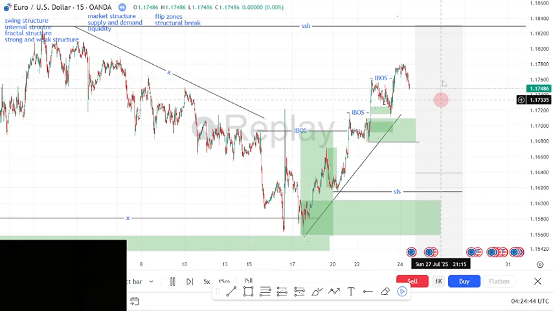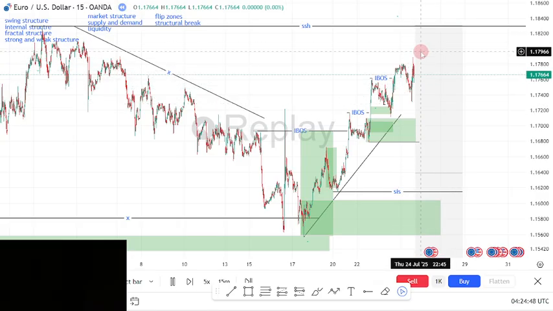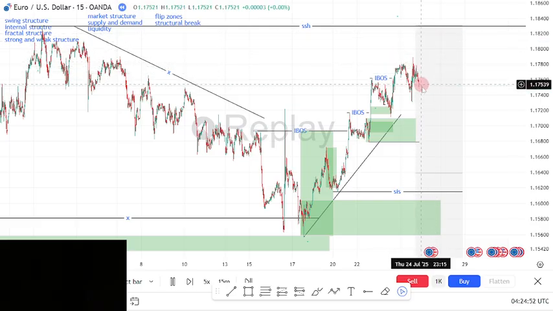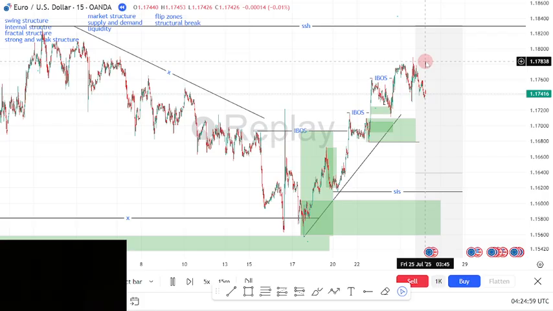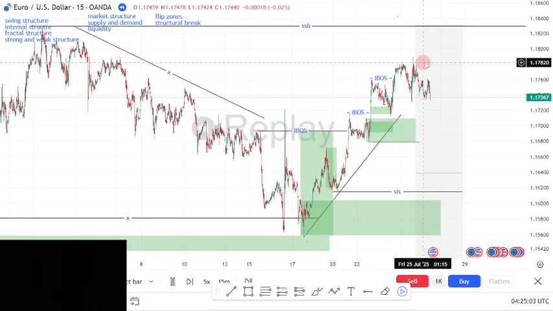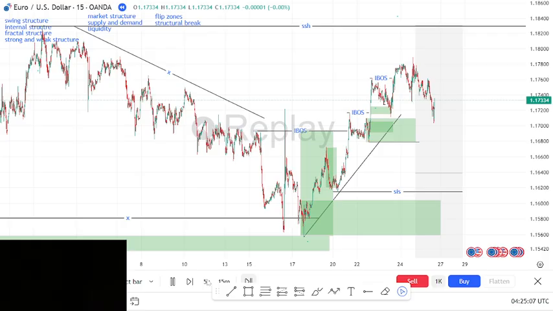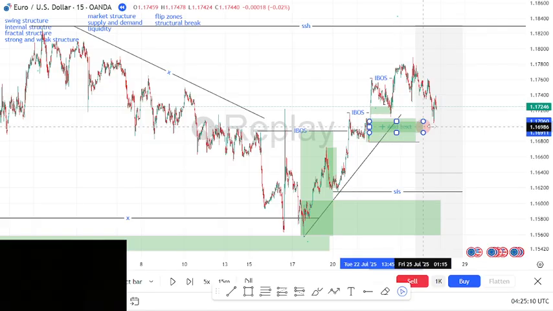So we expect this pullback into discount and premium, discount, and for price to continue. When we break this, we will expect pullback into premium, into discount, and for price to continue. That's the framework that we will keep on keeping on until it changes, right? Until it changes or switches. So this is what we will be doing.